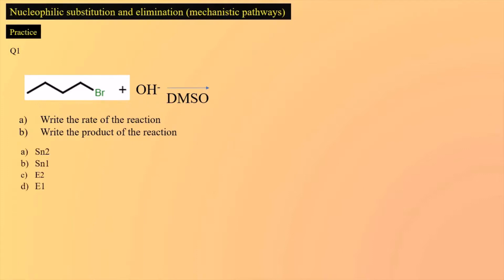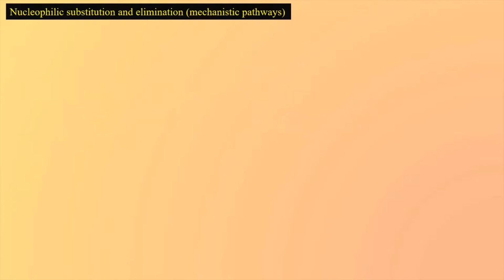Well, we determine first it is SN2, right? SN2 is a bimolecular reaction, which means it depends on the concentration of both the nucleophile and the substrate, right? So we write the rate law to be this. And what is the product of the reaction? All we do is simply replace the Br with the OH. There we go. See just how I simply applied this?